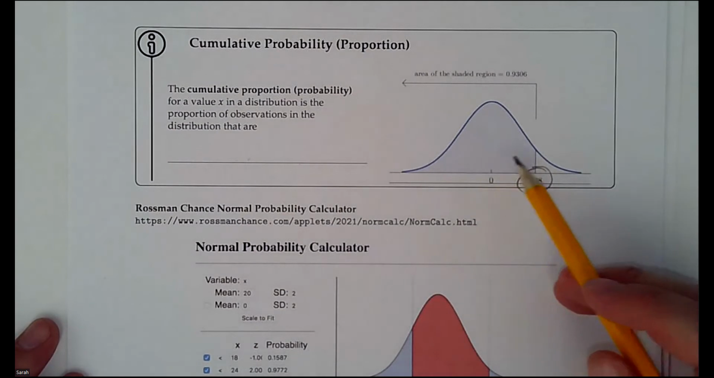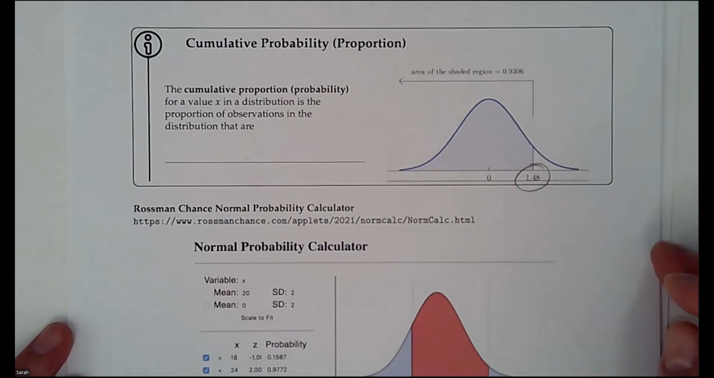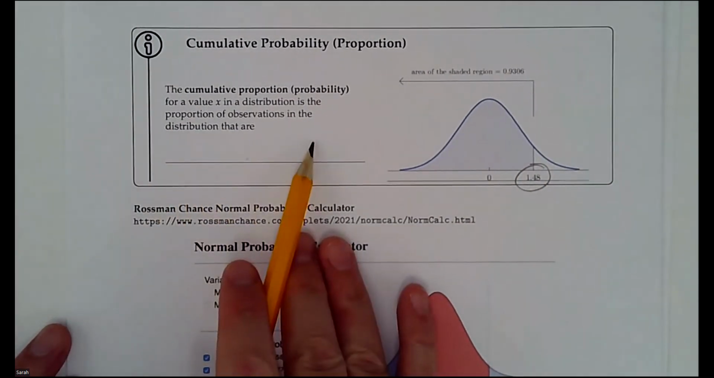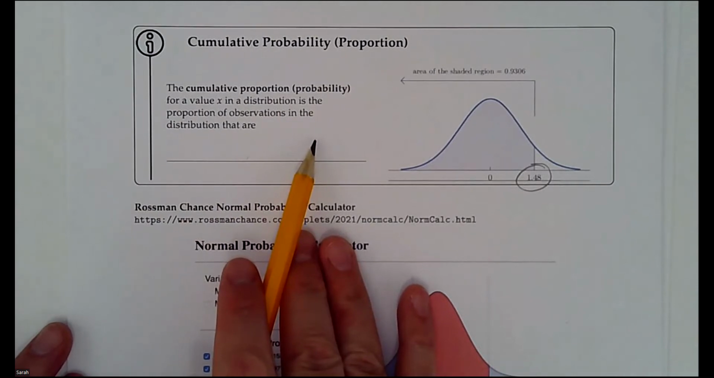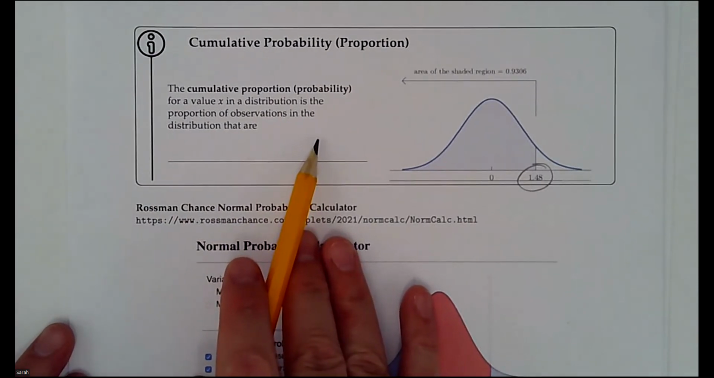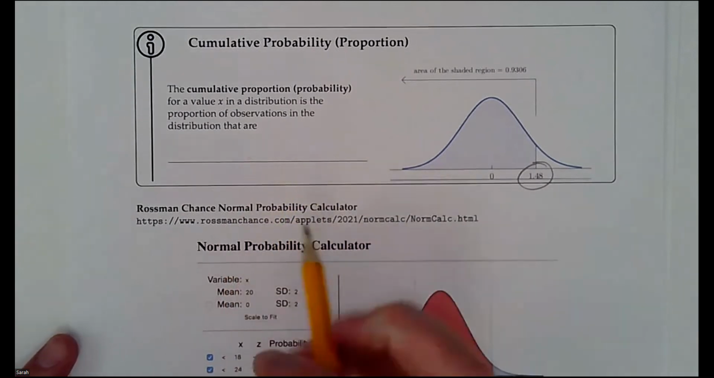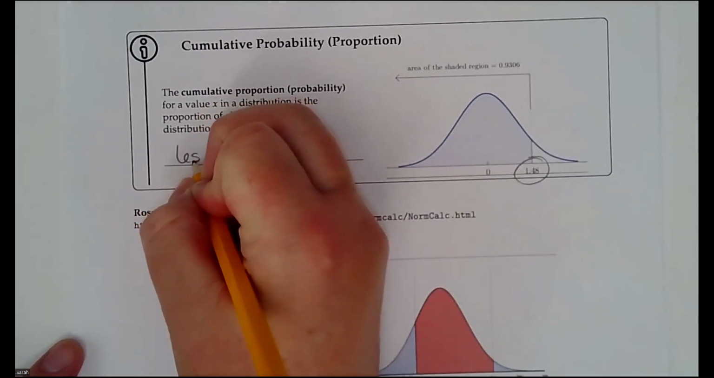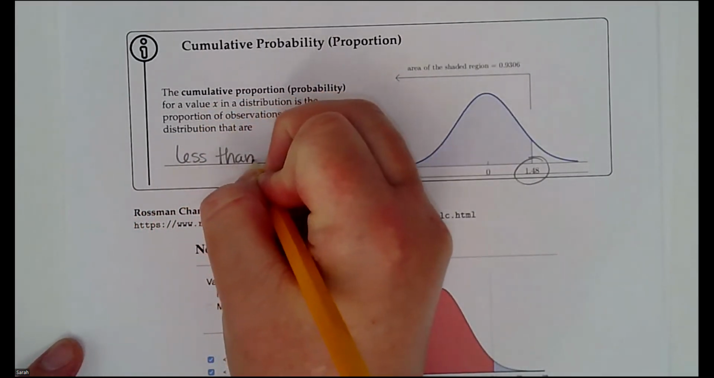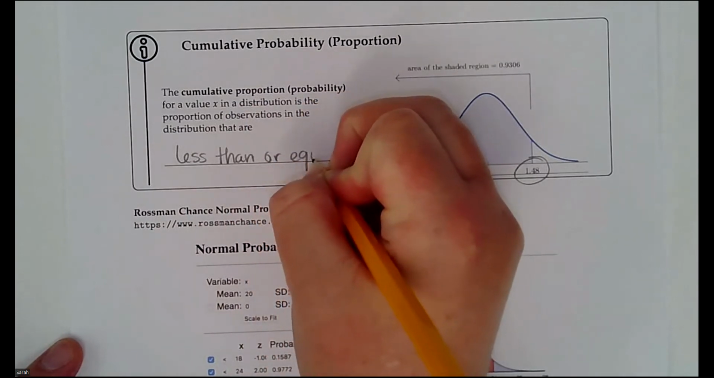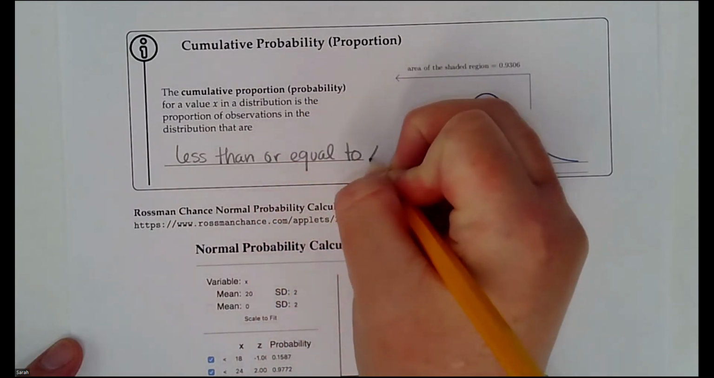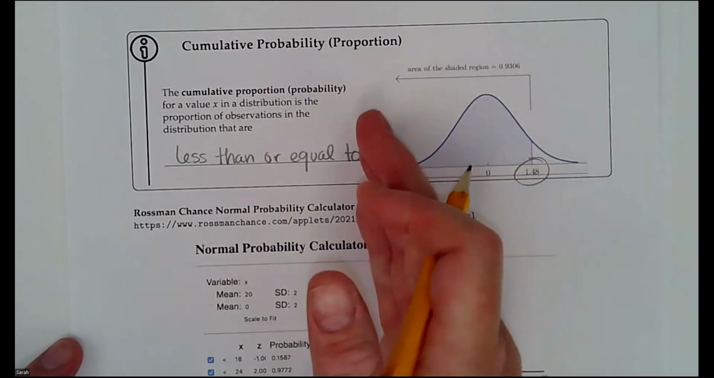So if you needed the probability that was greater than 1.48, you're going to have to adjust that. And I'm going to show you how you can do that with the app that we're going to use in this class. So to fill in this blank, we're looking for a value of x in a distribution. This is the proportion of observations that are less than or equal to x. So it's always going to give you this left side here.